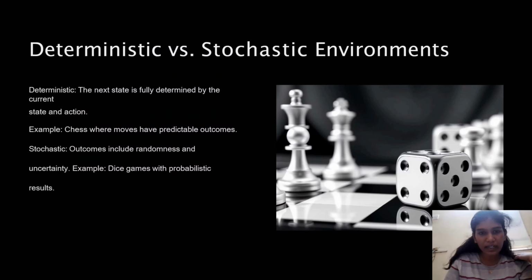The next slide is about deterministic versus stochastic environments. A deterministic environment means that an action always leads to the same result. There is no uncertainty, like in a calculator. On the other hand, in a stochastic environment, actions may produce different results due to randomness. For example, a robot walking on a slippery floor might fall even if it follows the same steps each time.